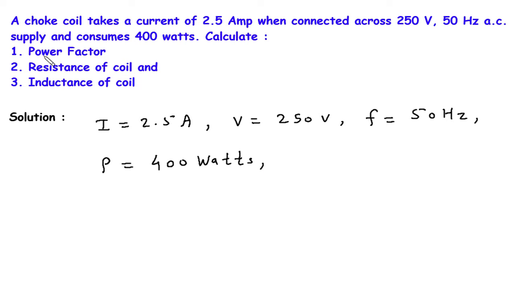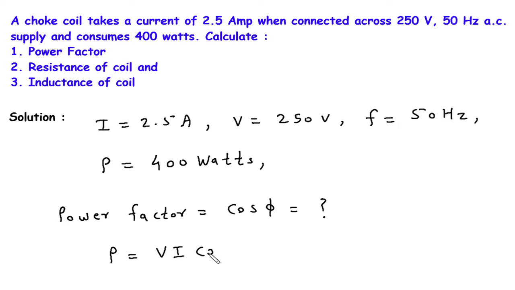Then what we have to find? We have to find power factor. So first we will find this power factor. And we know that power factor is equal to cos phi. Now here we have to find this cos phi. Now we know that real power P is equal to VI cos phi, and we have the value of power P, we also have the value of voltage V, and we also have the value of current I.